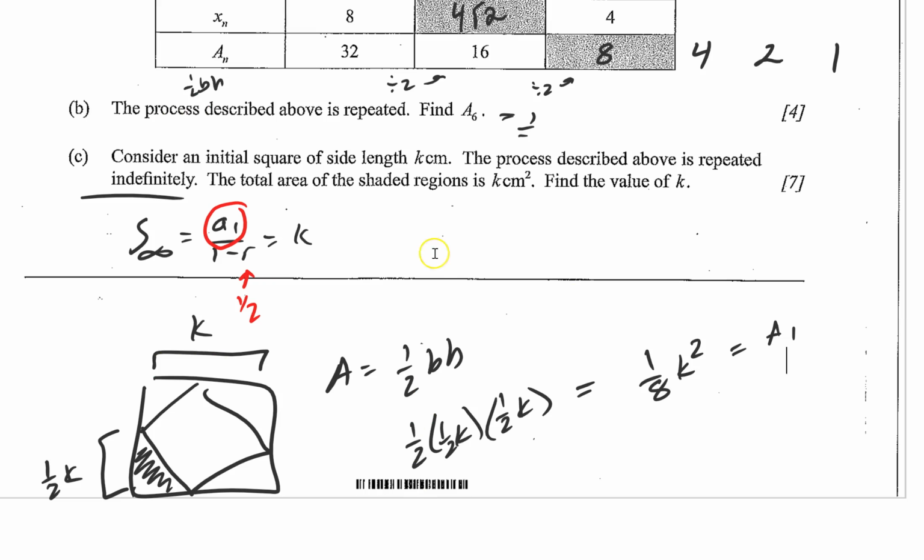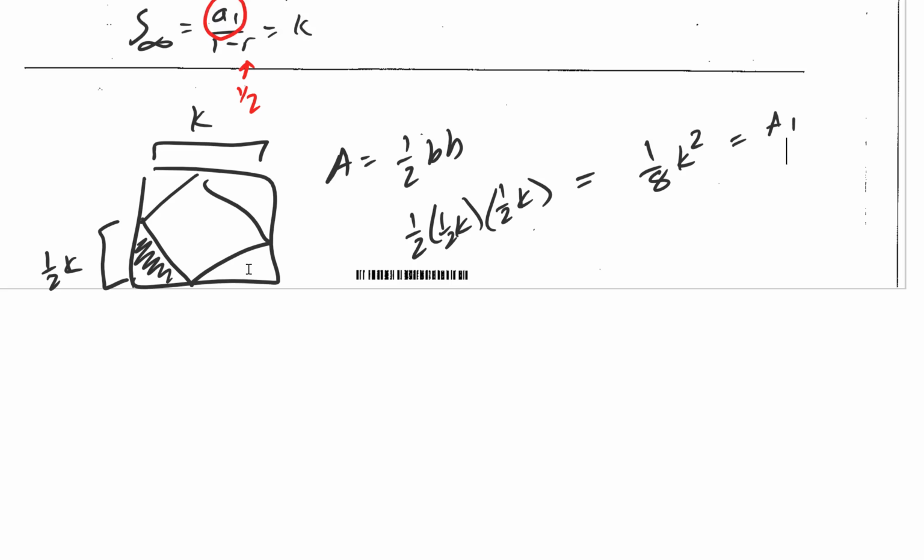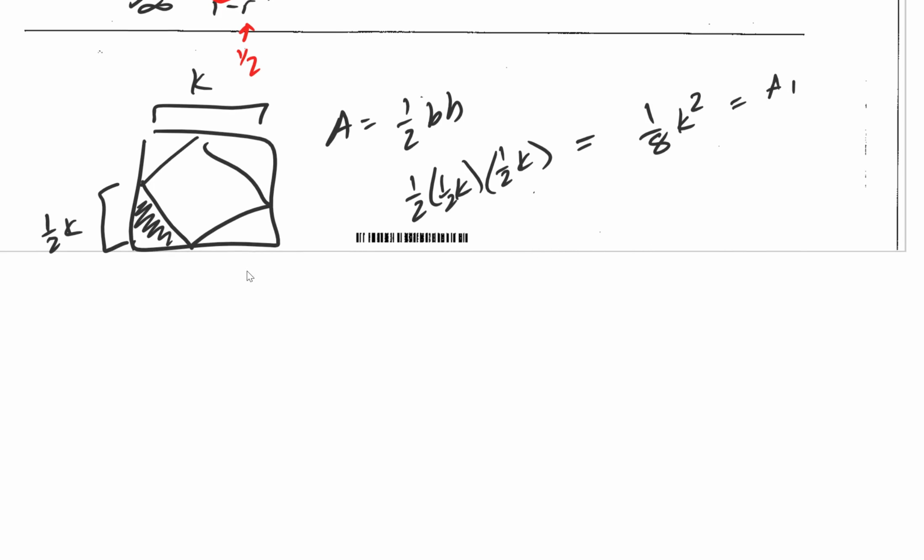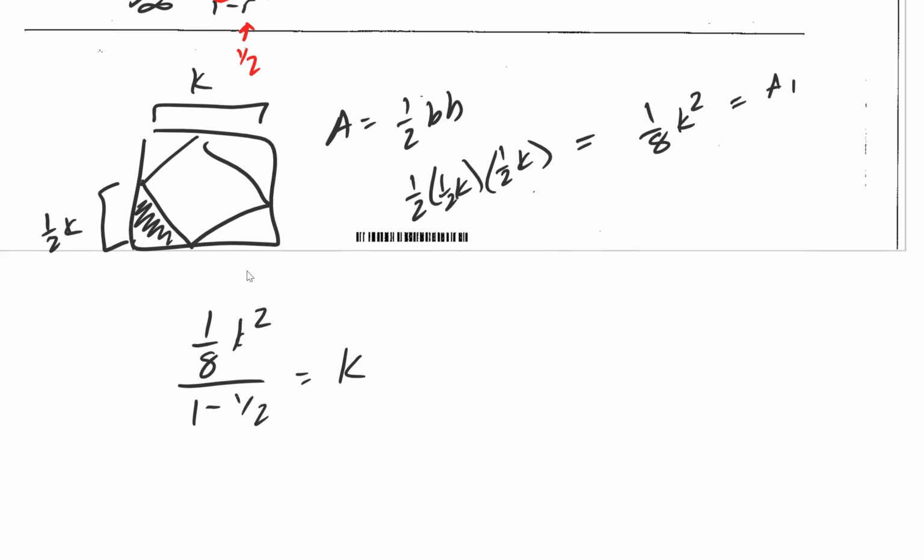So let's plug this all in, right? They said the infinite sum, which is this formula right here, equals k. So I said equal to k, and then I plugged stuff in. I plugged this in for A1. I plugged the r we found right here. We're dividing by 2 every single time for my r. So if I rewrite it, I'm going to get this: 1/8 k squared over 1 minus 1/2 equals k. Let's do some math. 1/8 k squared over 1/2 equals k.